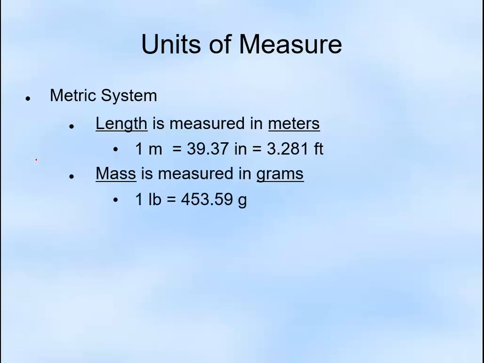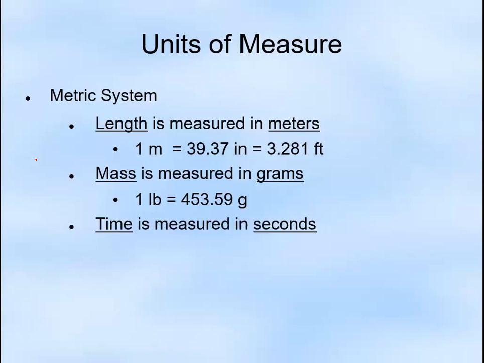Mass is measured in grams, so 1 pound equals 453.59 grams, right? So a gram is a pretty small unit of measure compared to pounds. Say if I was going to measure myself in the metric system, I would probably use kilograms, because there are 1,000 grams in a kilogram. If I were to measure myself in grams, I would end up with a really big, long number. So that's why I would use kilograms.